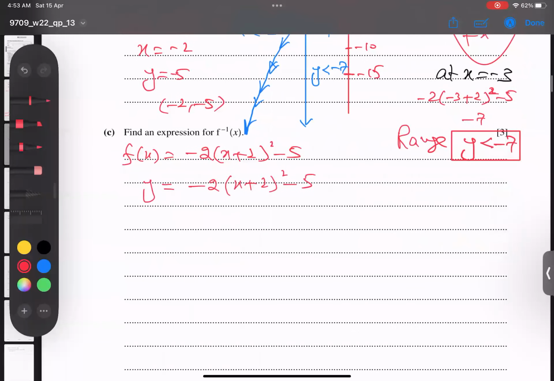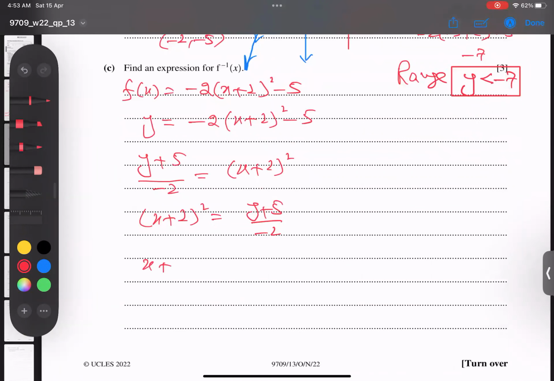Rule number 2, try to make x the subject. How to make x the subject? First this 5 will go there, then 2 will go down. So y plus 5, and 2 will divide. I get this kind of thing. Now switch the sides. I get left hand side. If we switch them, no sign will change because I'm shifting totally.